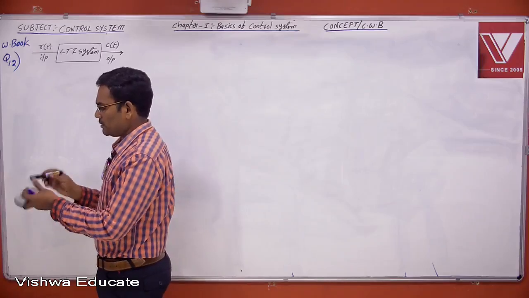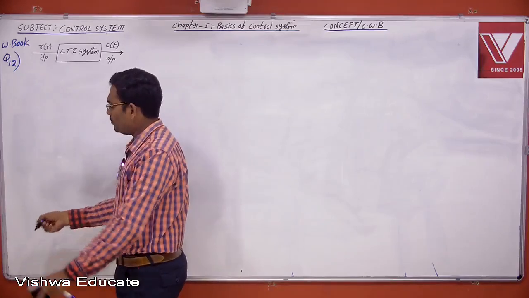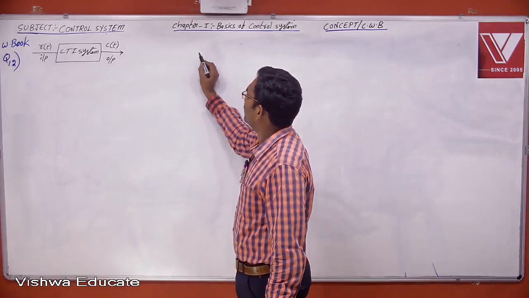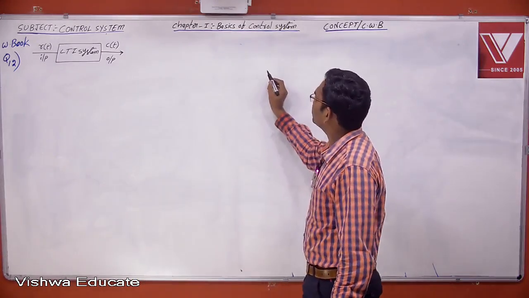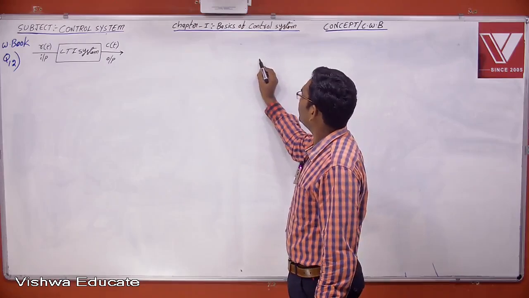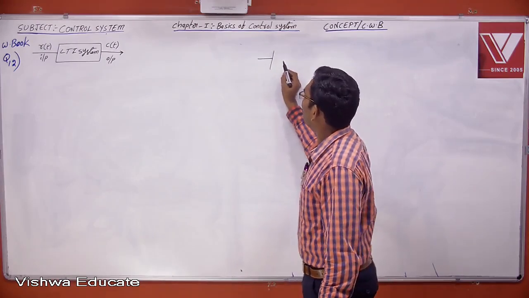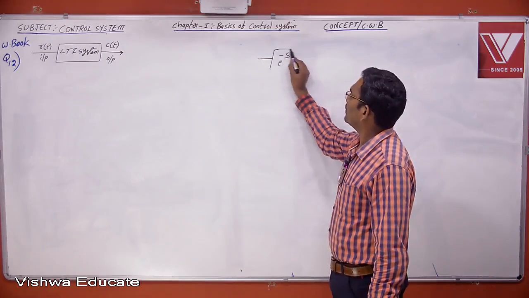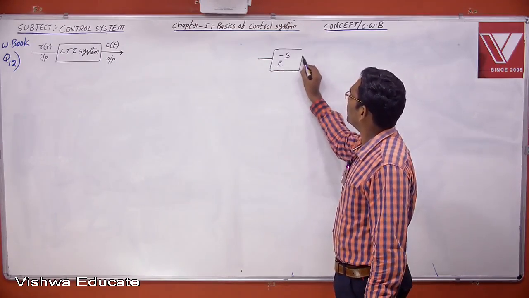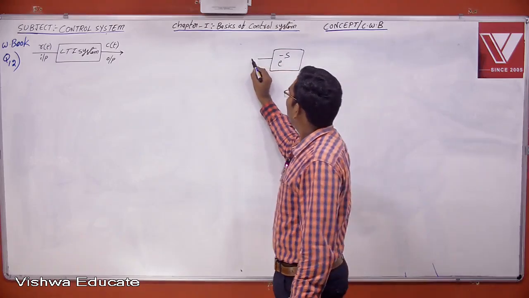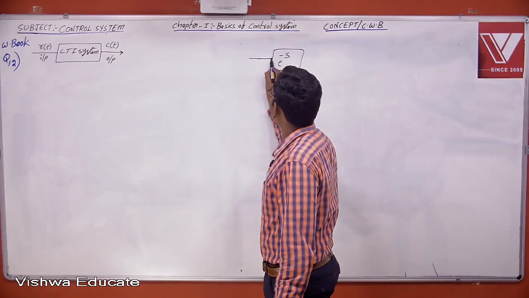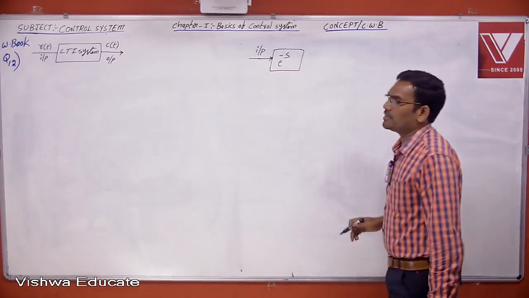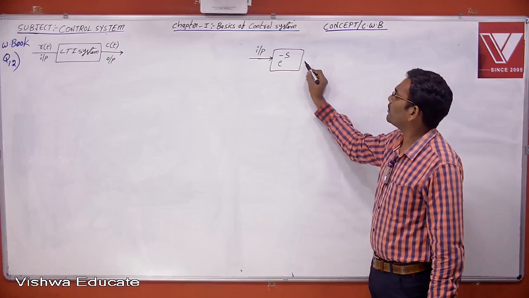Now, what he is asking is, the input is passing through a block. Now the input is passing through a block having a gain of e power minus s. This is the question.